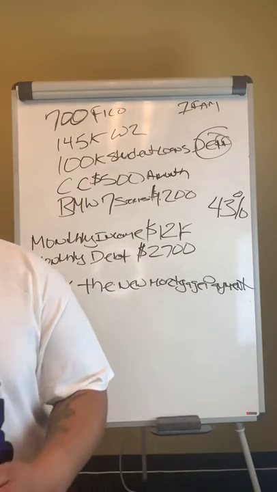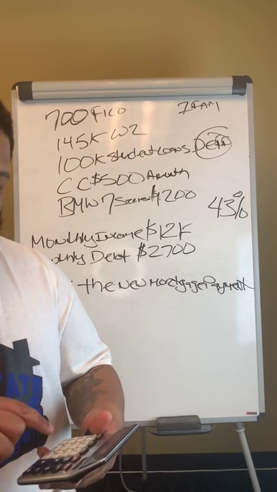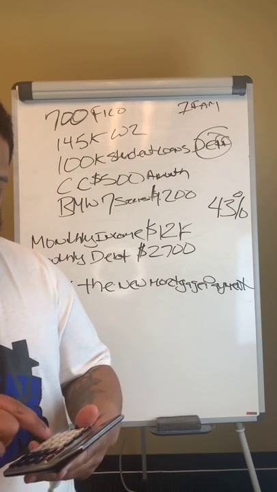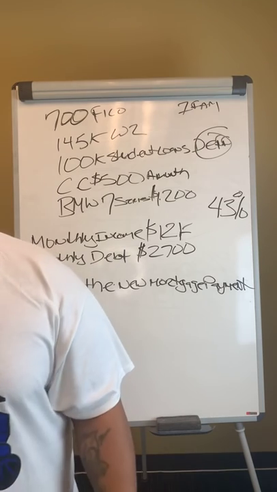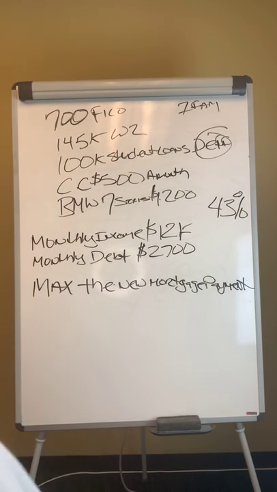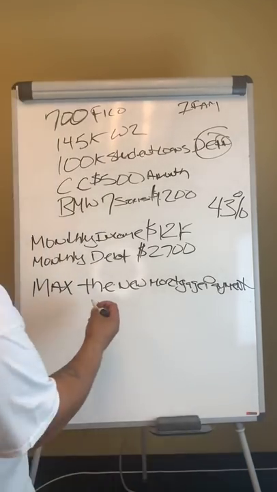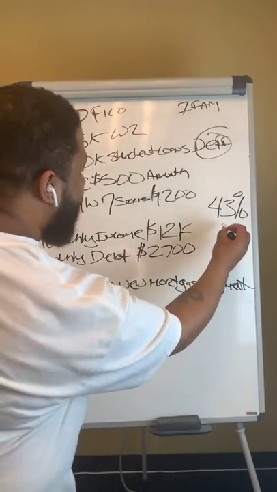My calculator don't work. Let me see. Yeah, this don't work. 12K times 43%. Somebody get that number. $5,160. Is that the number? I'm trying to break it down simple for guys. $5,160. All right. So his new monthly mortgage payment, his DTI.